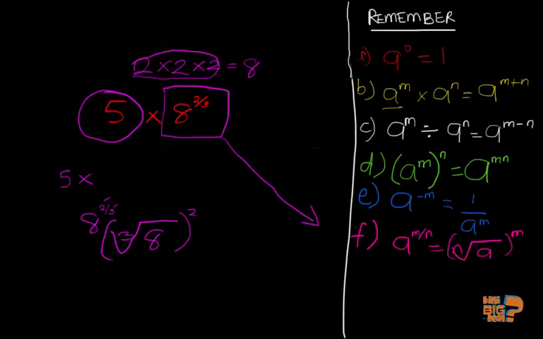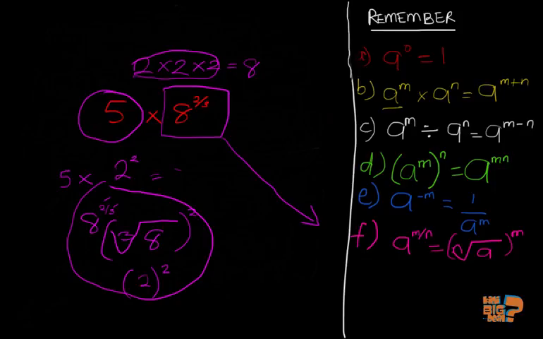So you can rewrite this one as 2 squared, not forgetting the whole thing is still multiplied by 5. So what you're basically doing is 5 times 2 squared. Repeated multiplication, 2 times 2. We are raising 2 to the power of 2, which means we are multiplying 2 by itself twice. So 2 times 2 is 4. Okay, the answer is 20.